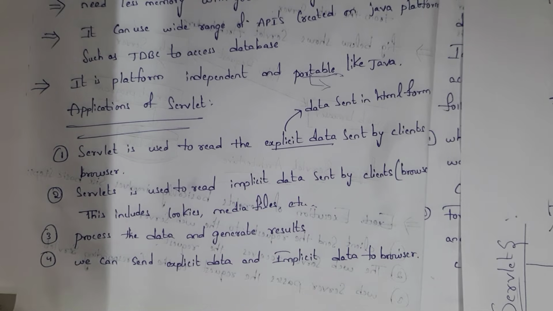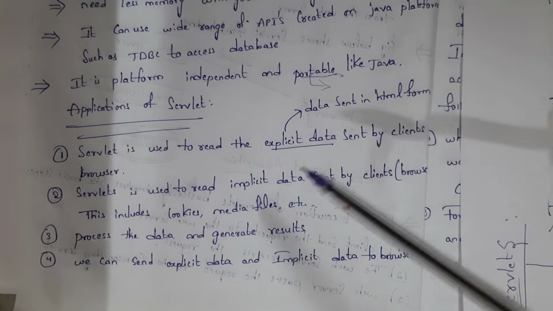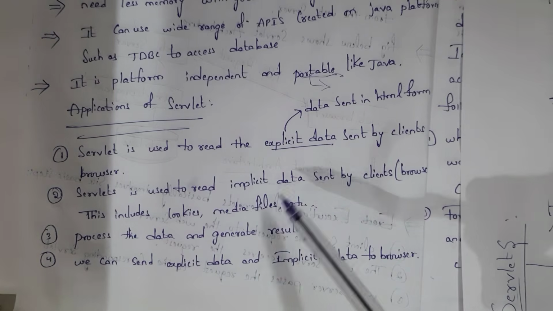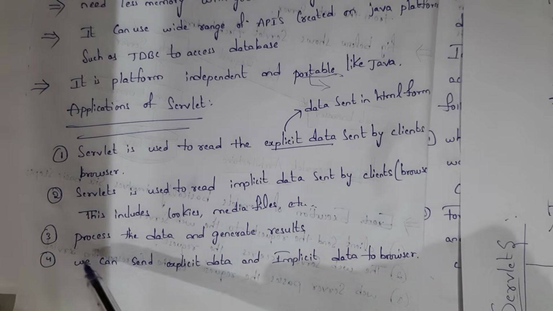Next, applications of servlet. By using a servlet, we can read explicit data. Explicit data means data which is in HTML form. We can also read implicit data. We can send explicit data and we can send implicit data. These are the four points in applications of servlet. And the last point is that we can process data and generate a result in a servlet.